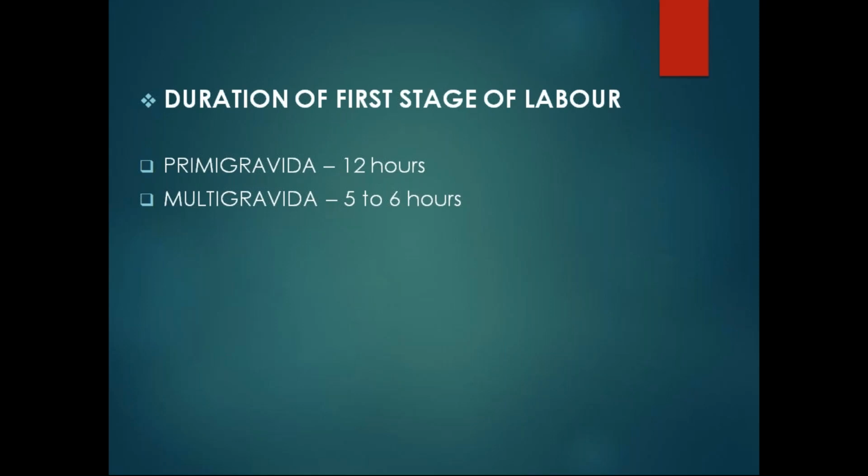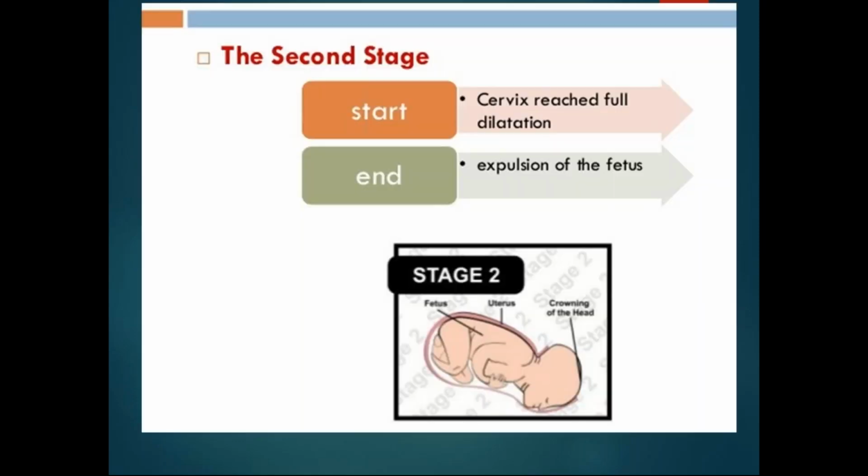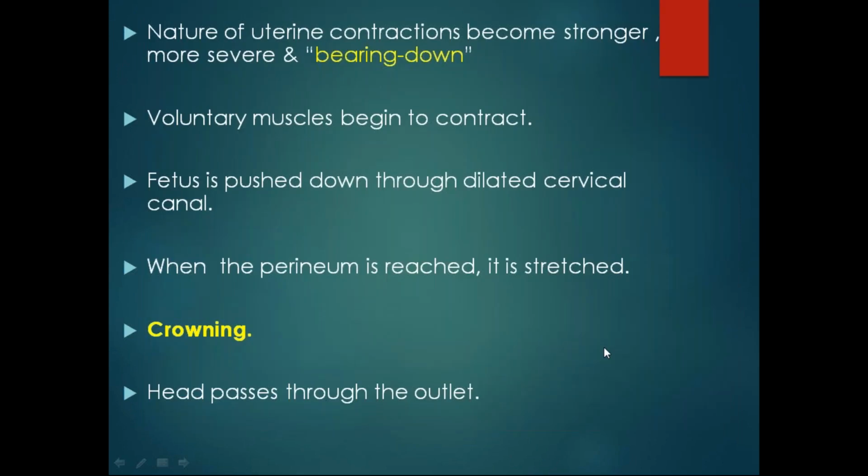Now, once the cervix is fully dilated, no membranes are there, the baby is open to come out. So the next stage is the delivery of the baby. The second stage starts with the cervix having reached full dilatation and ends with expulsion of the baby. As you can see, the cervix is open and all that the baby has to do is come out.